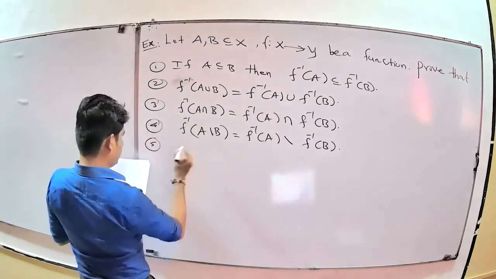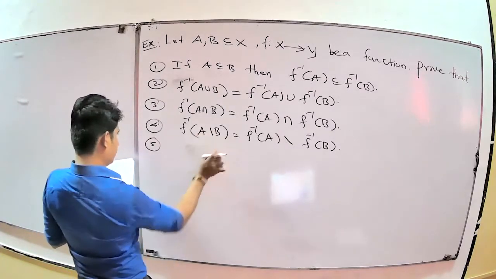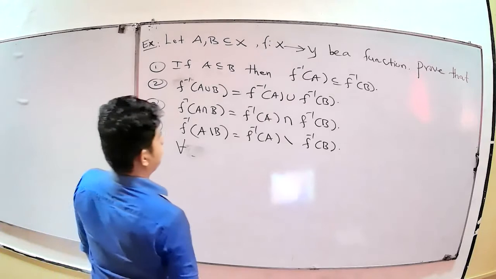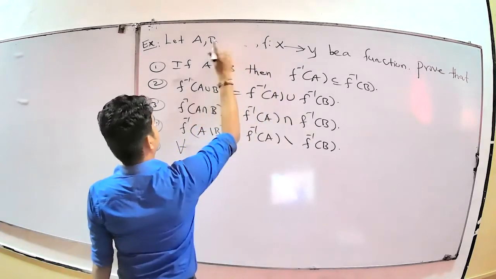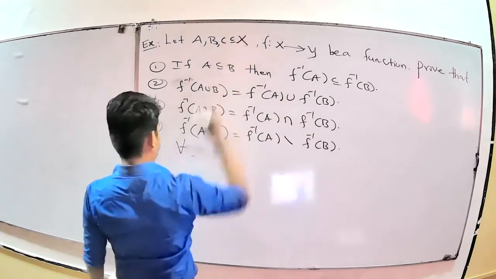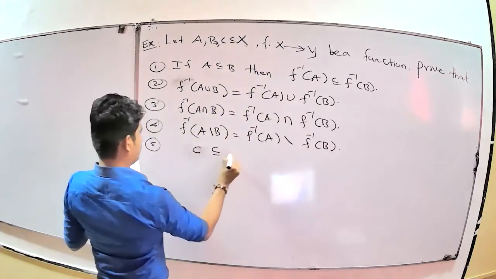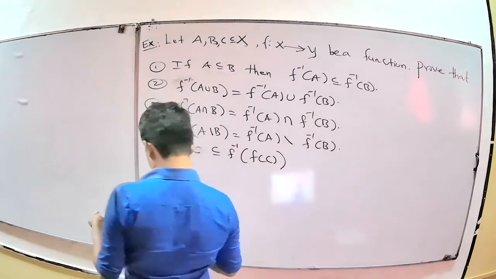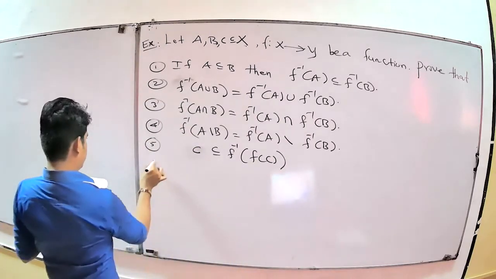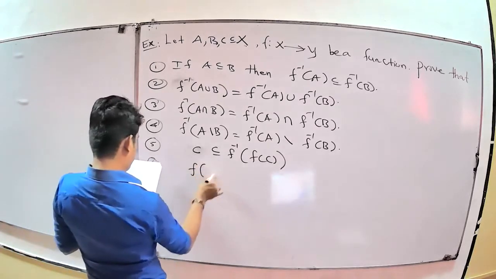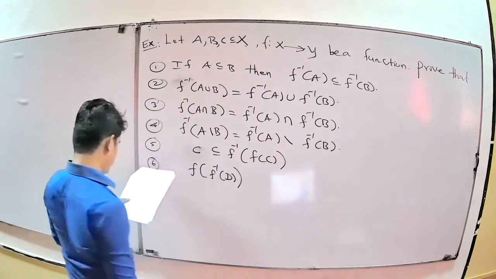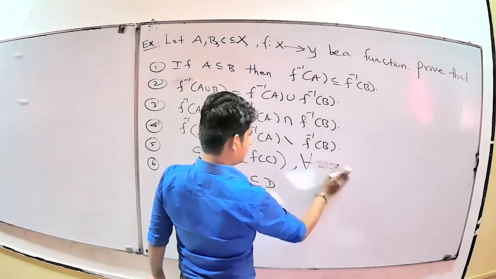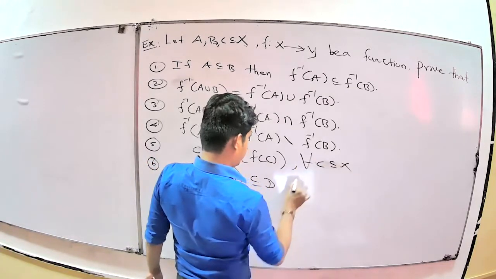For all C subset of X. So we can give you A, B, C subset of X. Therefore, we can show that C subset of X inverse f of C. So for f of f inverse B, B is also a subset of X, for all C subset of X.